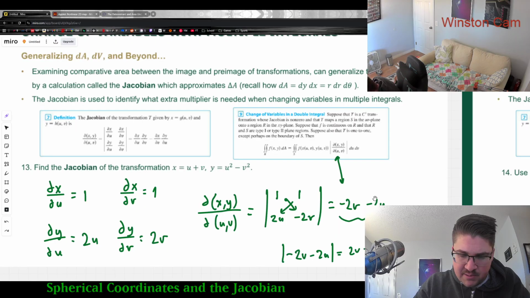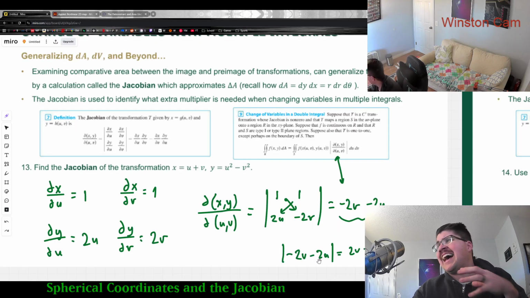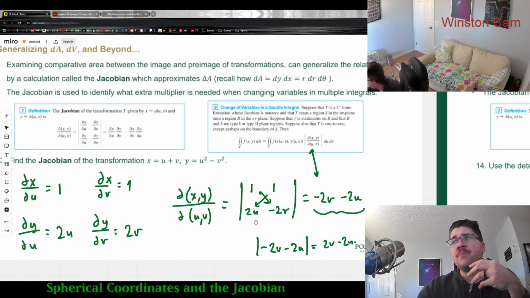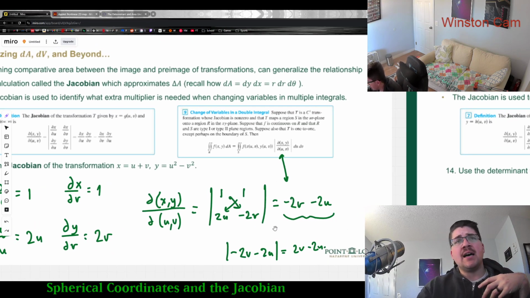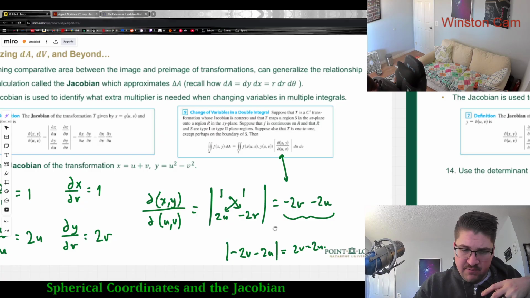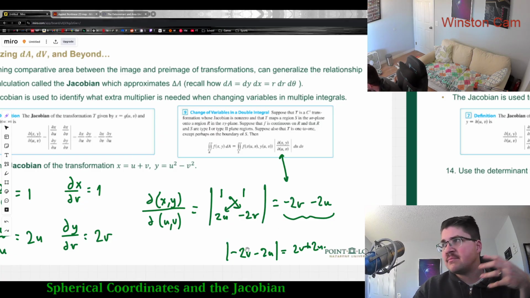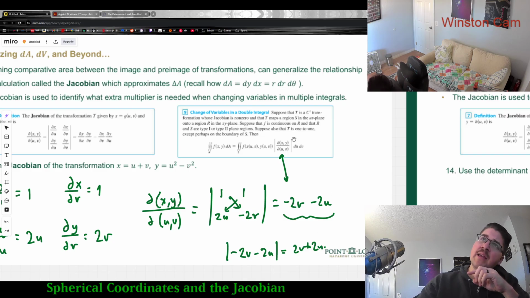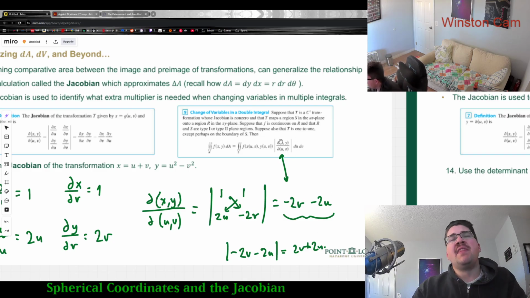2v minus 2u. But sometimes you need to be a little bit careful, algebraically speaking, about how you do that change in variables, because usually with absolute value, you can't just cancel it out to make it positive. But since u and v were strictly positive, we need to make sure that is always positive.